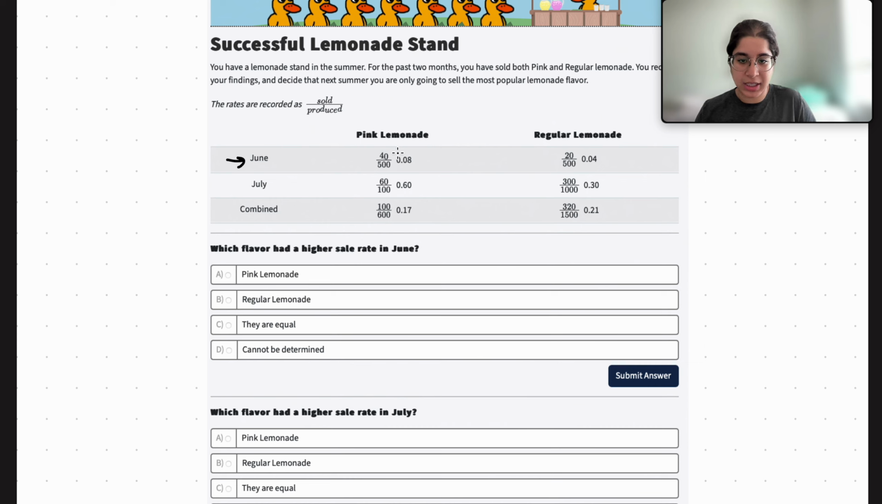And the sale rate is calculated here, sold divided by the number produced. And as we can see here, the pink lemonade had a higher sale rate because the 0.08 is greater than the 0.04 for regular lemonade, right? So over here, the pink lemonade would be the correct answer when only looking at the month of June.